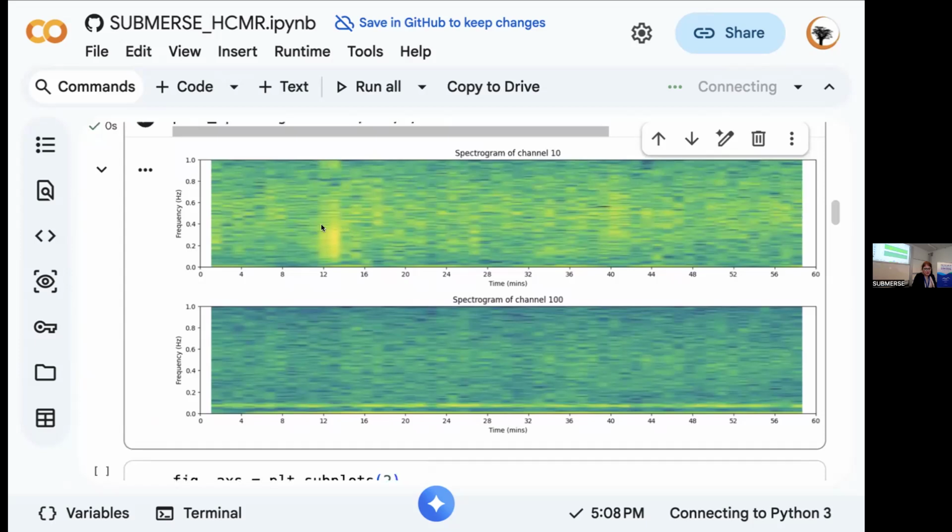And we do see some things here. This is time in minutes, let's say 12 minutes. We see some energy there that is present in most frequencies between 0 and 1, but pretty strong between, I would say, 0.2 and 0.8.